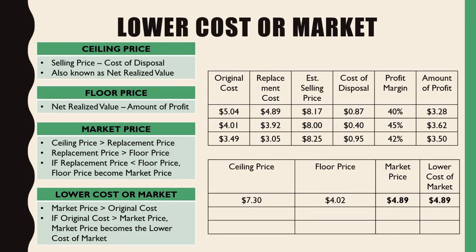Let's go ahead and practice this a little more since we already did the first one. So here, the second one, we originally purchased something for $4.01. The replacement cost is going to be $3.92. The selling price is going to be $8. The cost of disposal is going to be 40 cents. And the amount of profit is going to be $3.62. Okay? So let's practice here. How do you solve for the ceiling price?